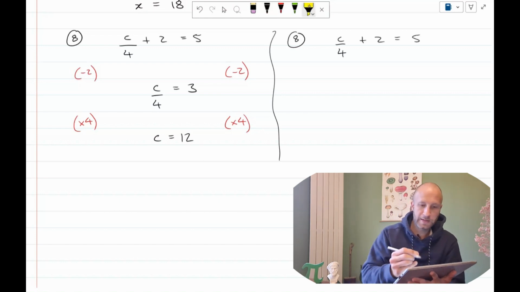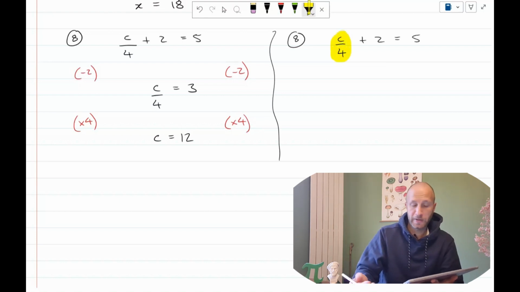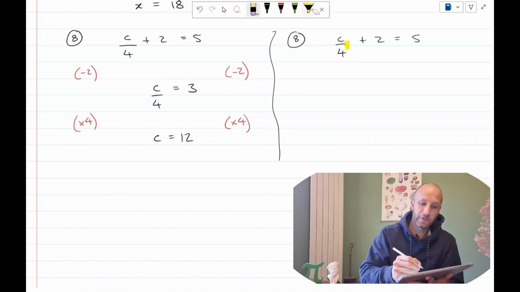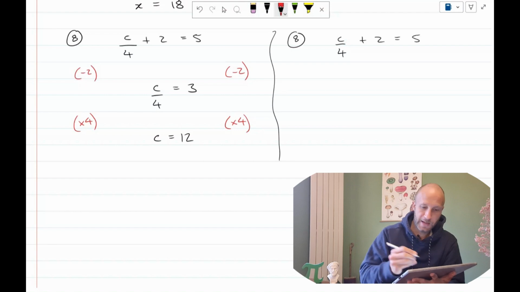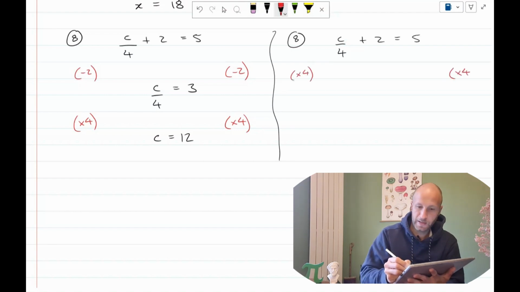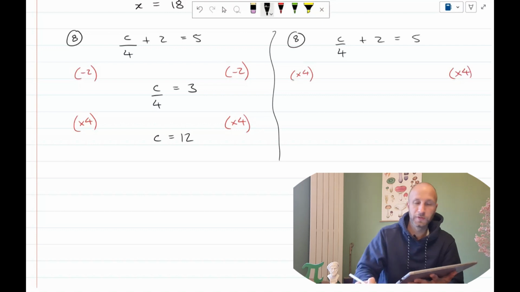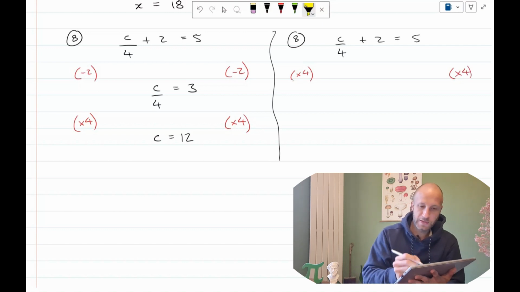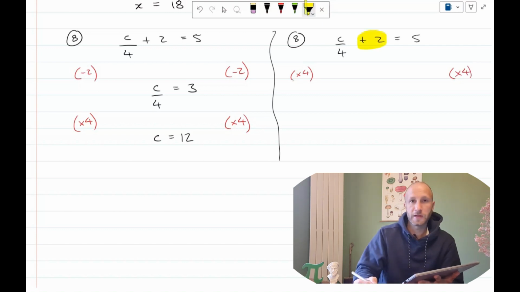So some people like to think, well, this is the term that I've got, c over 4. So in order to get the c by itself, I'm going to have to times by 4, and that's completely true and completely fine. You just have to be a little bit careful if you take this approach, because if I times by 4 on the left-hand side and times by 4 on the right-hand side to balance it out, that's all well and good, but I've got to make sure I don't forget this plus 2 term, this extra term.